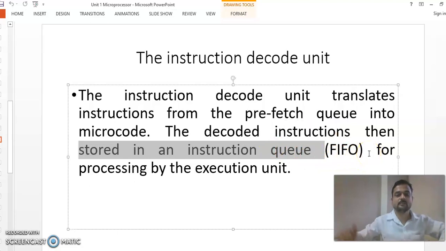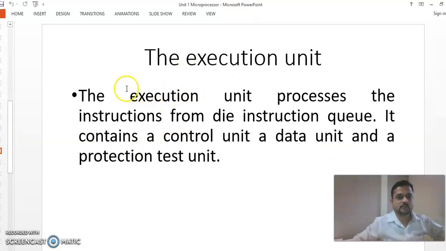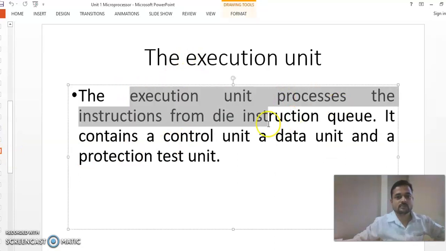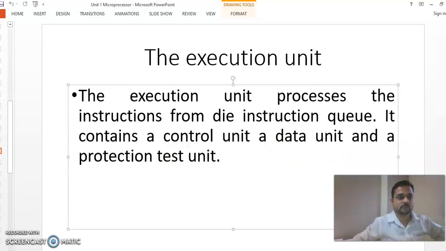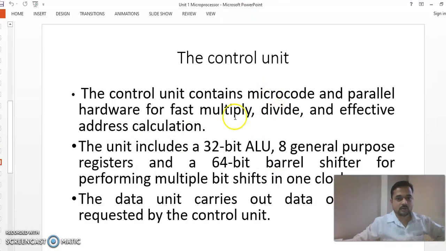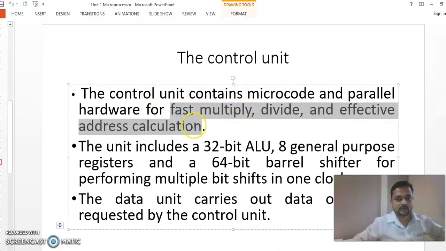The first instruction comes, so that instruction will be executed, and it will be first out. The second instruction comes, that will be executed, and it will be out. Okay, so in this way. The execution unit processes the instructions from the instruction queue. Okay, it contains the control unit, the data unit, and also the protection test unit. The control unit actually consists of multiply, divide, and effective address calculations.